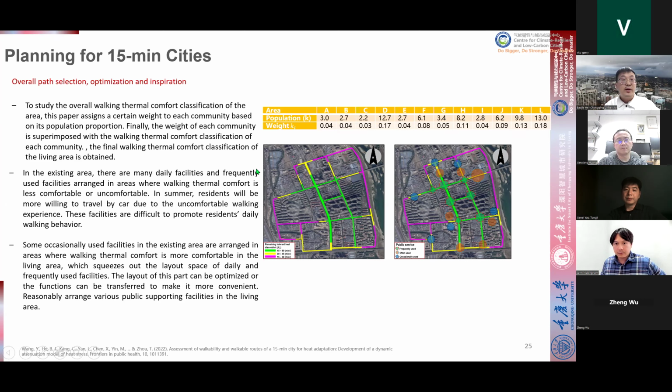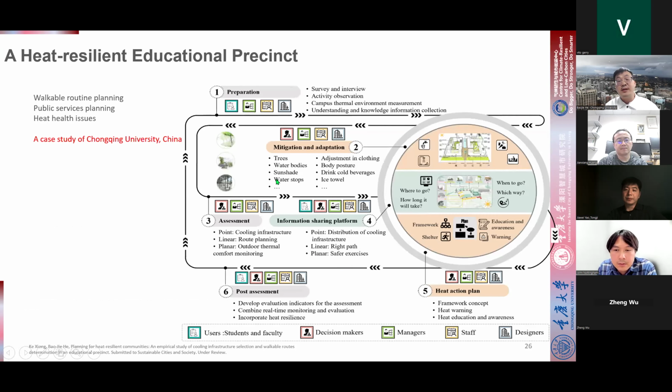And also we developed the heat resilient education precinct based on Chongqing University. These are the components: preparation, mitigation, and adaptation, and also the information sharing platform, the assessment, and the heat action plan, the post assessment.